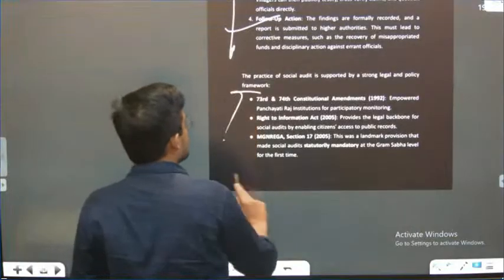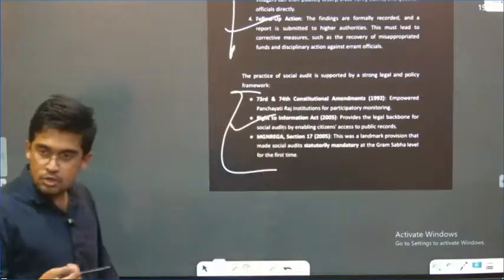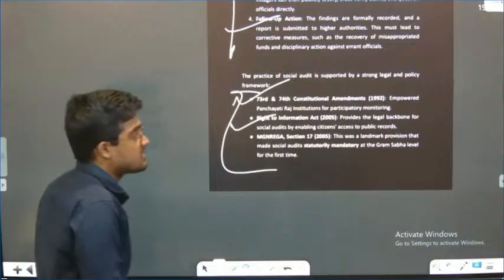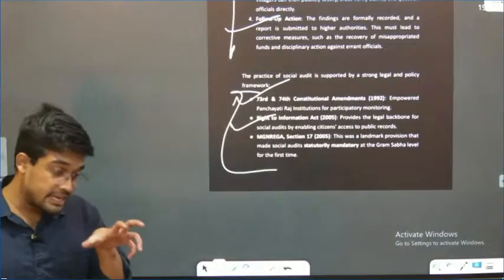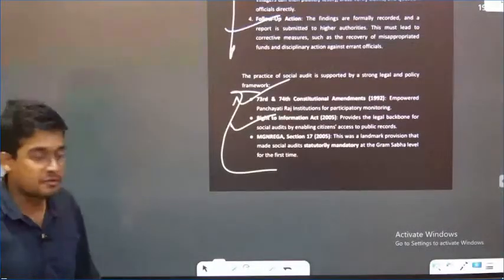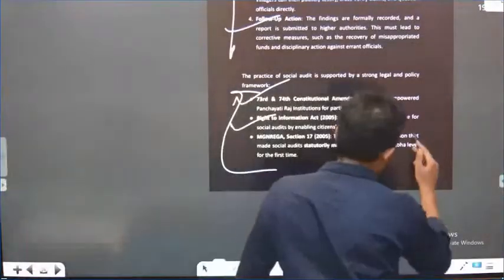There are certain legal provisions. RTI is a method to take care of social audit. Similarly, the 73rd and 74th constitutional amendments created Gram Sabhas and Gram Panchayats, who can work with it. There is also NREGA.